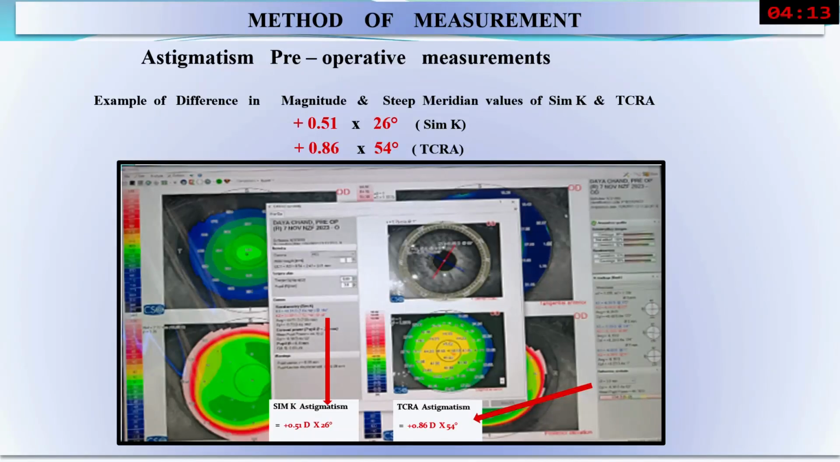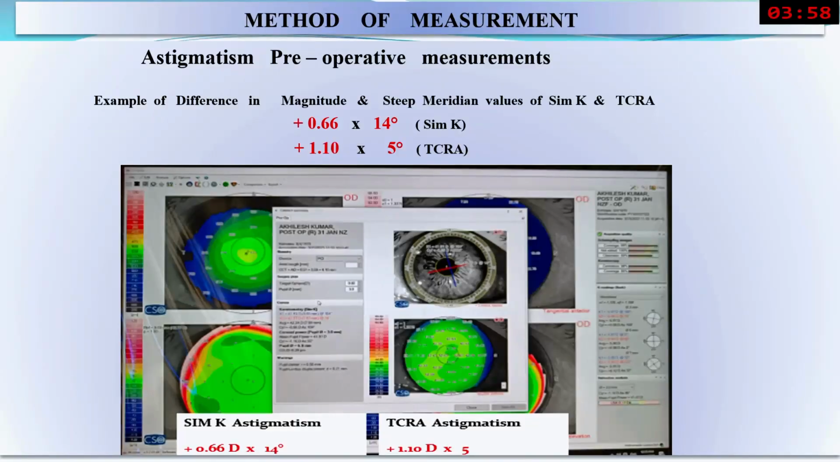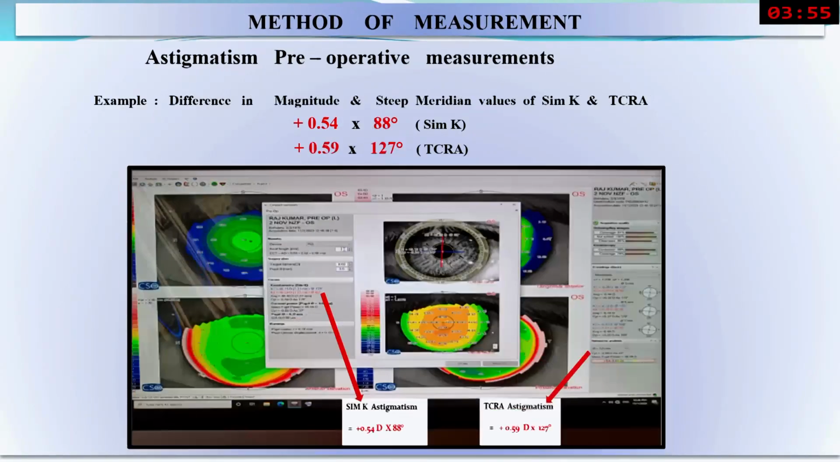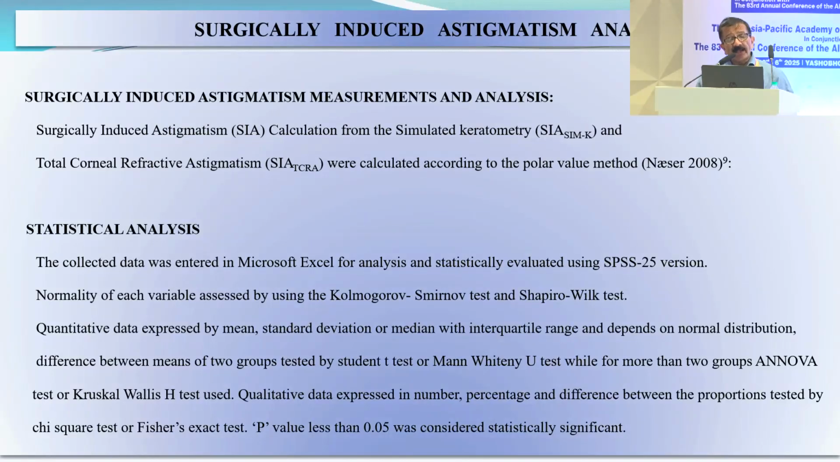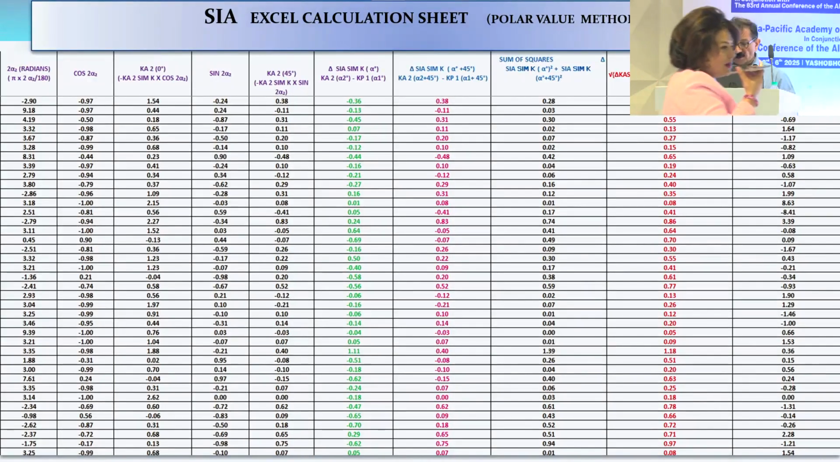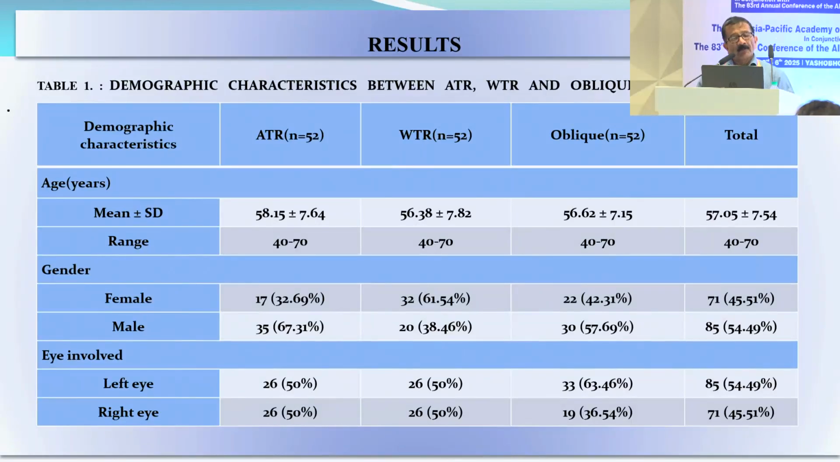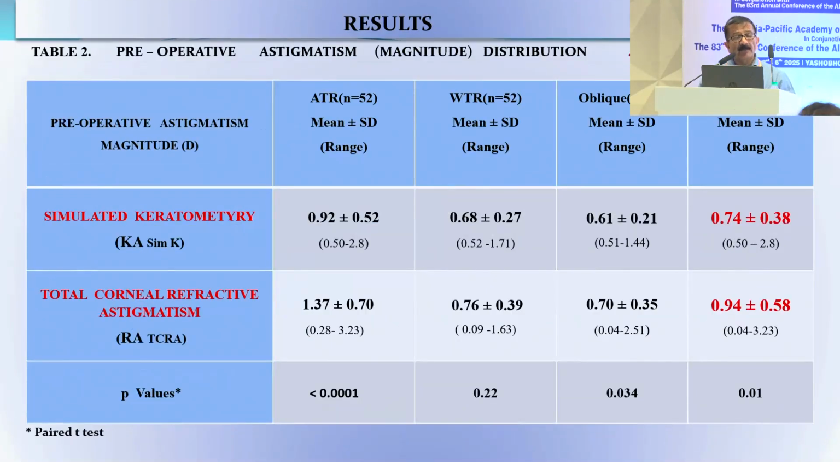Now, these are the preoperative astigmatism measurement differences observed based on the SimK and the refractive astigmatism. In this example, there is a difference of 0.35 diopters in the magnitude and a 28-degree difference in the axis. This is another example showing 0.5 diopter magnitude difference and 9-degree axis difference. This is another example showing 40 degrees of axis difference. Now, those SIA were calculated and analyzed according to the polar values method of Naeser, and this is the Excel sheet showing the calculations.